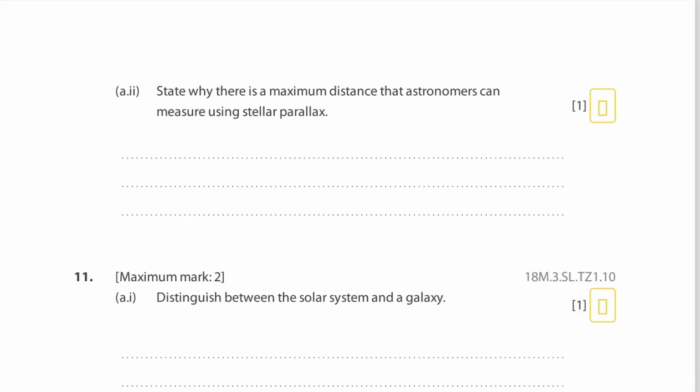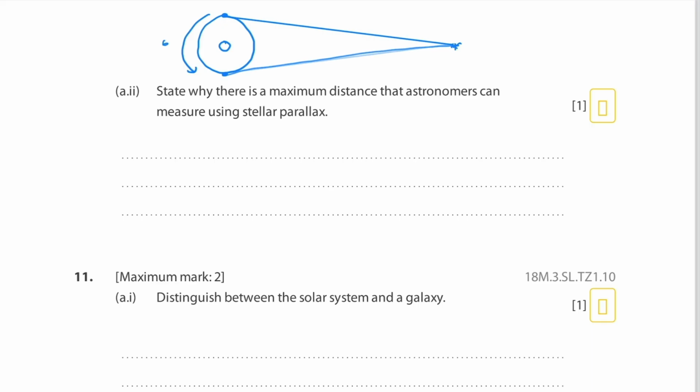A2. State why there is a maximum distance that astronomers can measure using stellar parallax. Let me just do a quick explanation here. Using stellar parallax, what we do is we have the Sun, and the Earth goes around the Sun. So at one point, the Earth is here, and then 6 months later, the Earth is there. And what they do is they take a star that's in the distance, and they measure the angle of the star here, and then 6 months later, they take the angle of the star there. And then using basic geometry, they can work out how far that star is. It's literally using SOHCAHTOA.